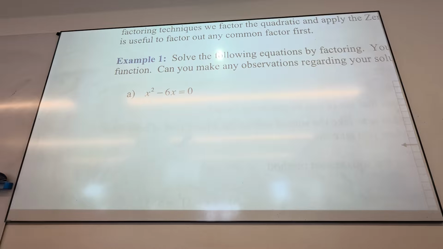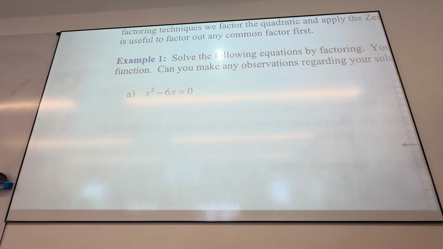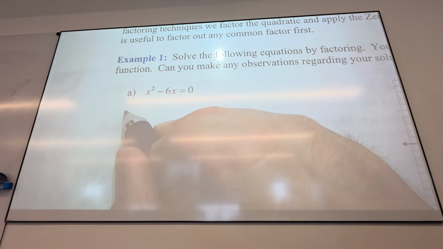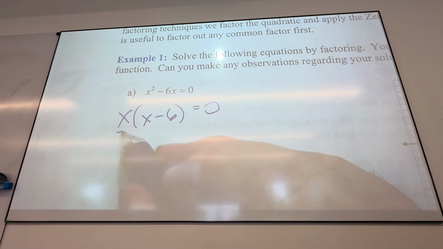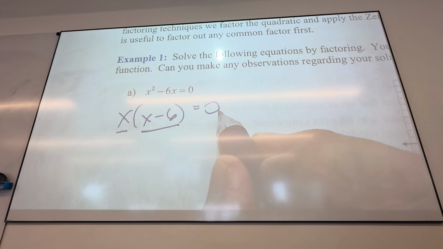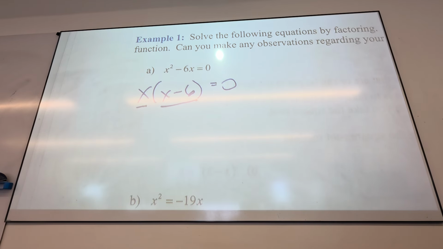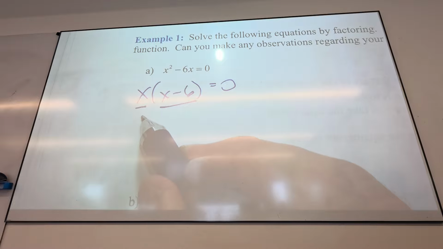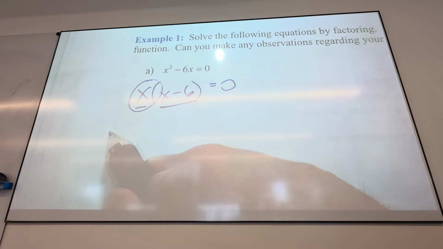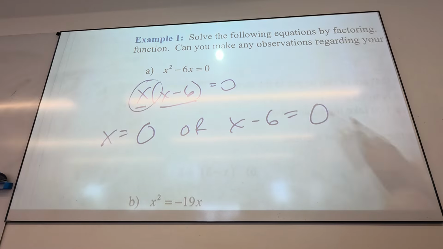So then what do I do? I try to get it equal to 0. And then what do I do with this? Factor it. How do you factor this? Take an x out. So now I have a number times a number is 0. What must be true? If two numbers multiply to 0, what must be true? Yeah, either the first number is 0 or the second number is 0.